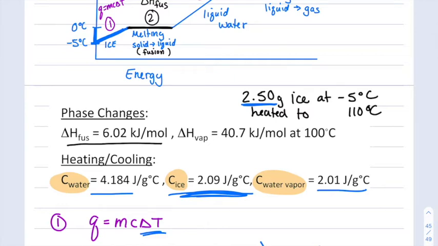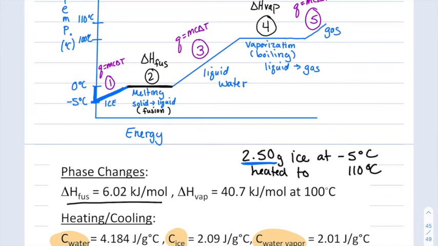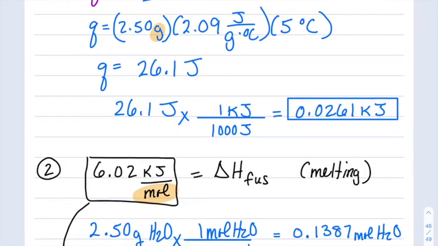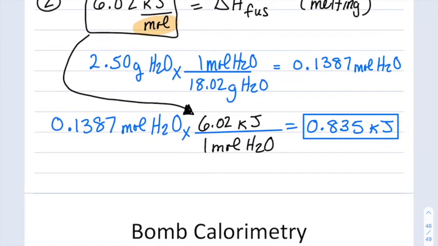How's everybody doing here? Doing good. So just want to make sure that the value for M stays the same through all the parts. It's always 2.5, although be careful because on 2 and 4, where you're changing phase, you have to use the moles instead of the grams, but it is still that same value. So what I mean is once you've taken that 2.5 and turned it into moles, that 0.1387, you'll then use the mole value for 2 and 4.